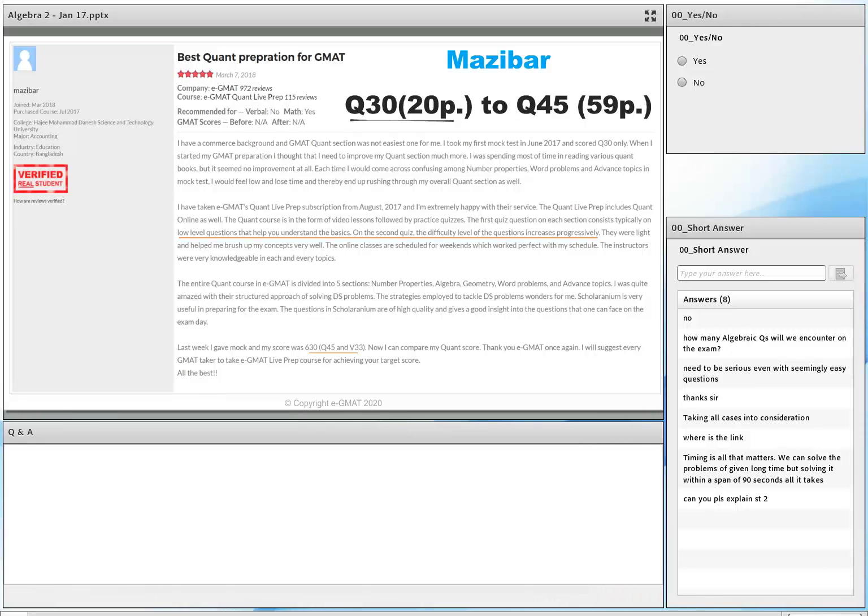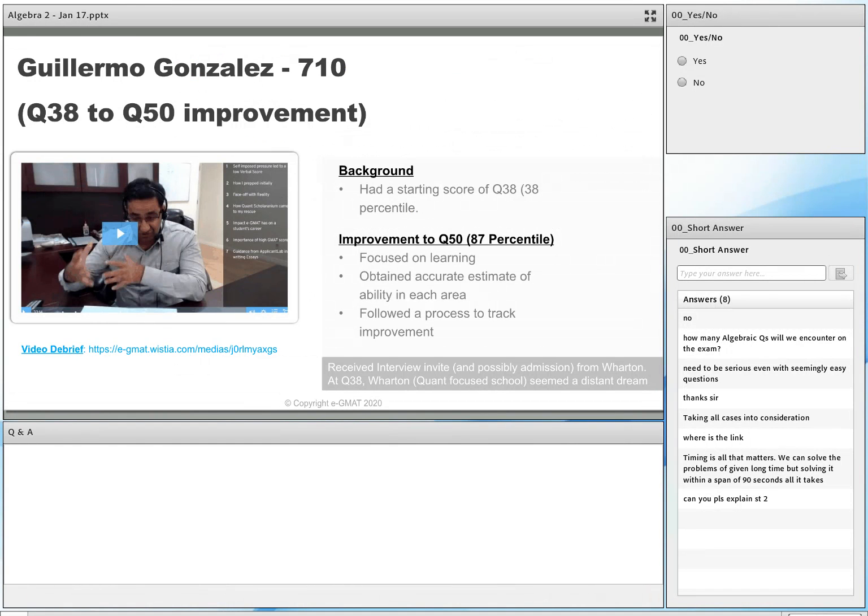So even he did that. He followed all the approaches. He followed scholarinium, improved from a Q30 to a Q45, which is around the 60 percentile on GMAT quant. My personal favorite, Guillermo. Now, he had a starting score of only Q38 and he was not improving. And Q38 is around the 30th percentile, coincidentally, on the GMAT. Then he understood what we tried to teach him. He understood that, to solve questions on the GMAT, you have to have a proper approach to solving questions. And he focused on learning.